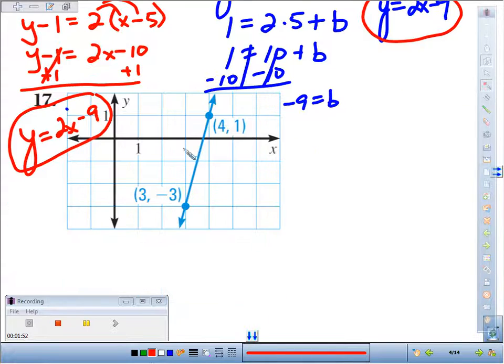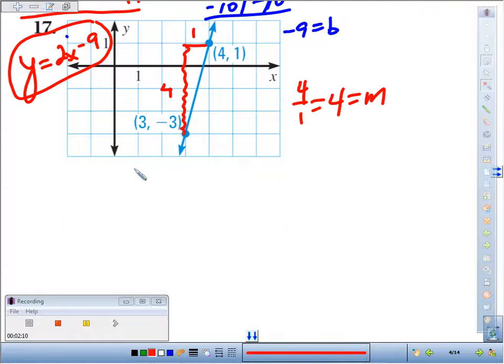All right. The other question on this learning target practice was number 17. Again, we can't see where it hits the y-intercept. We just have to go based on what we're given. Well, we can find the slope, rise 4, run 1. So 4 over 1, we're looking at a slope of 4.